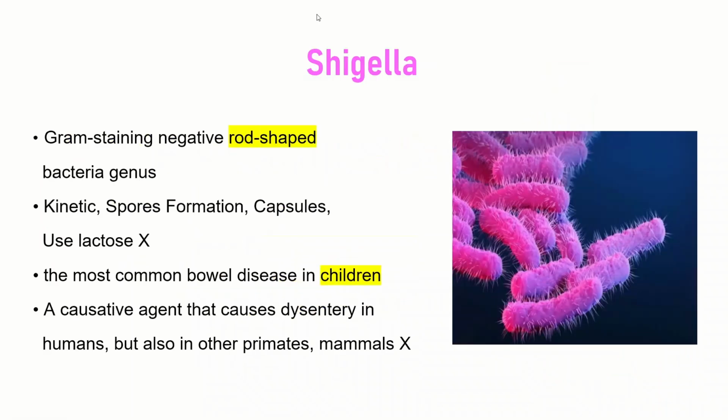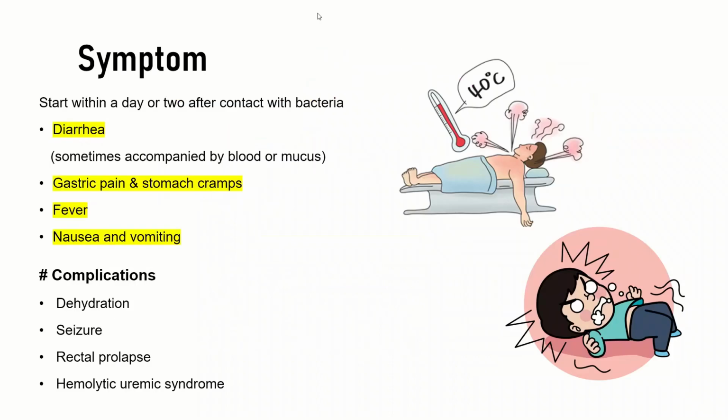The next one is Shigella. Shigella is a genus of gram-negative, rod-shaped bacteria. No motility, no spores, no capsules, no lactose fermentation. It is the most common intestinal disease in children and causes dysentery in humans, but it does not infect other mammals.